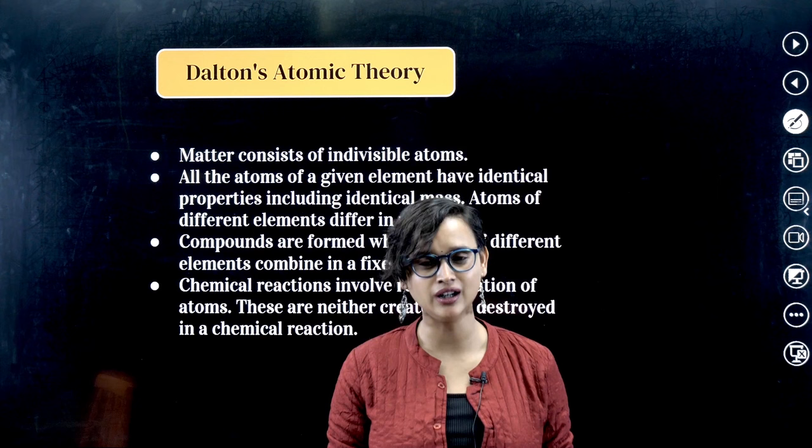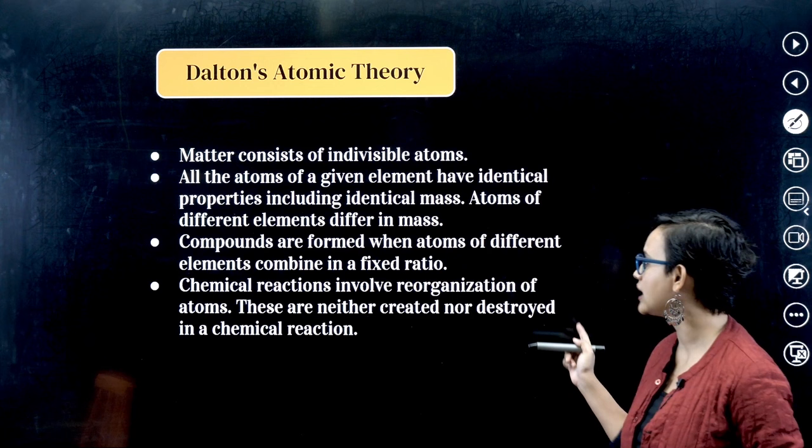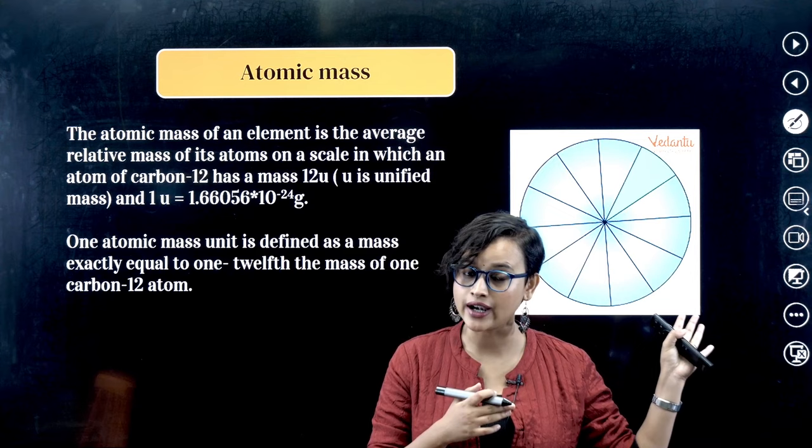So, compounds are formed when atoms of different elements combine in a fixed ratio. Chemical reactions involve reorganization of atoms, and these are neither created nor destroyed in a chemical reaction. Makes sense, right? So this is what Dalton said. Of course, it was proven to be wrong, and we saw it in Structure of Atom, if you remember, right?